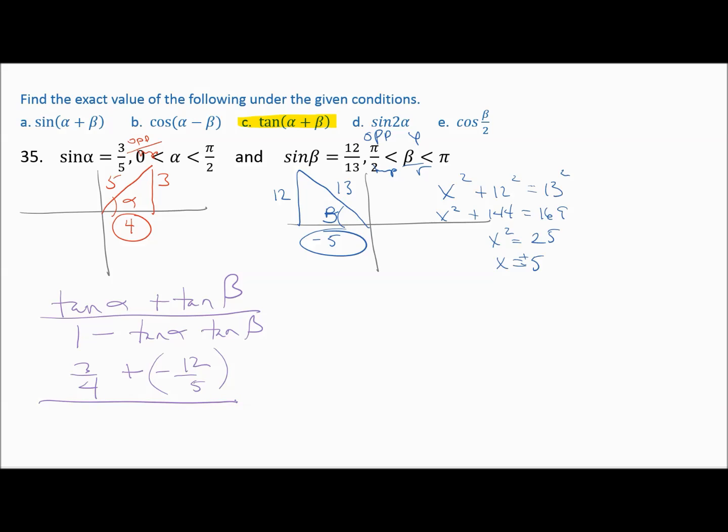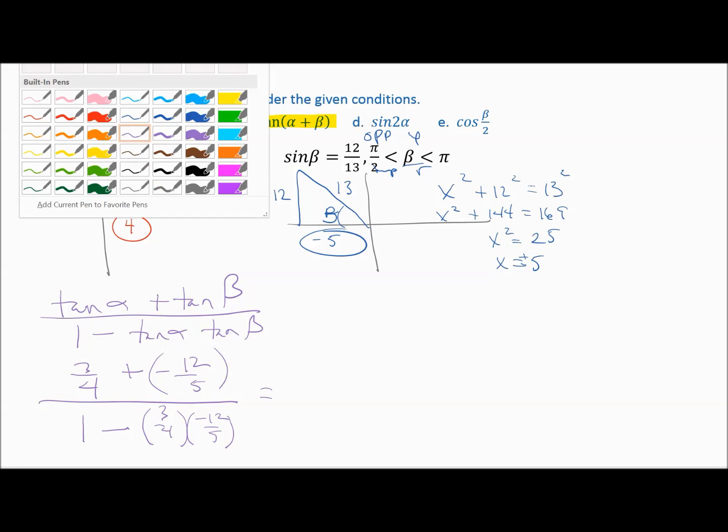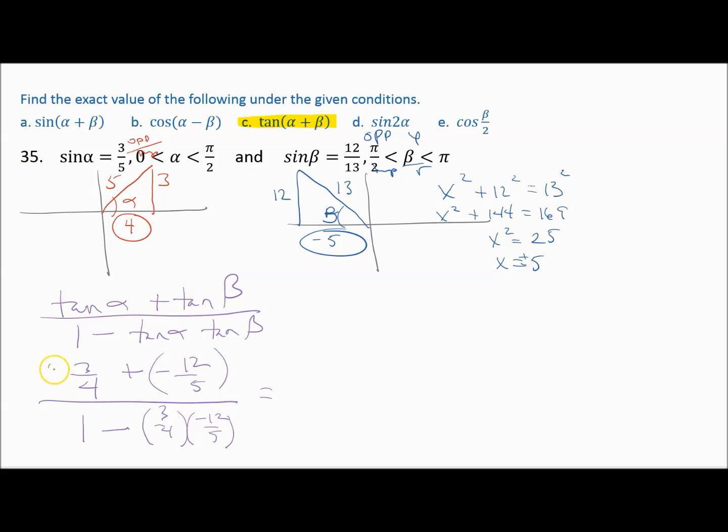divided by, okay, and then the formula says 1 minus tangent of alpha, which is 3/4, times tangent of beta, negative 12/5. Now we need to simplify this all the way down, so I'm going to need a common denominator to add these fractions together. That common denominator would be 20. Okay, so I need to multiply this guy by 5 over 5, and then this guy by 4 over 4, and that's going to give us the 20 that we need.